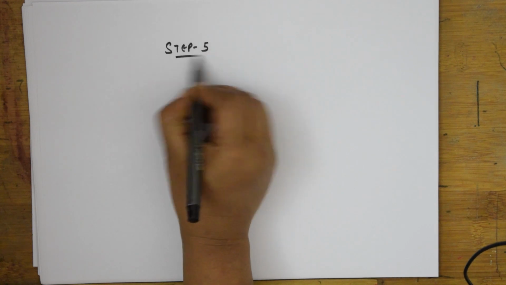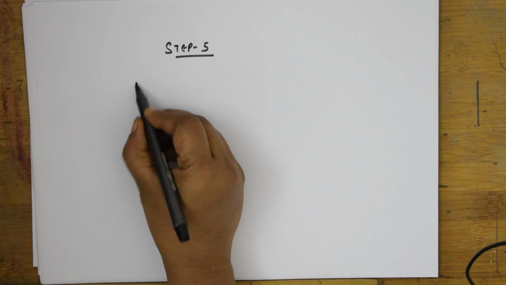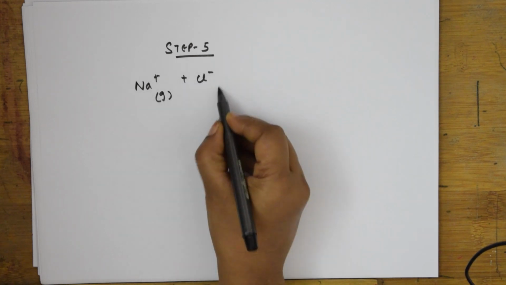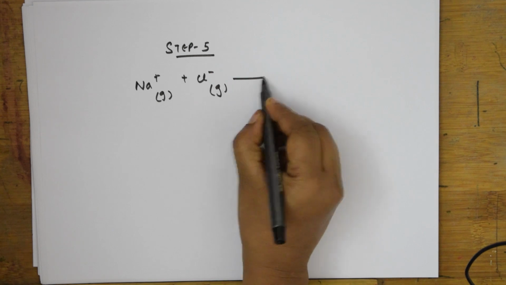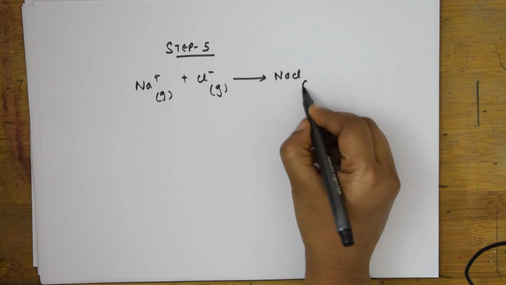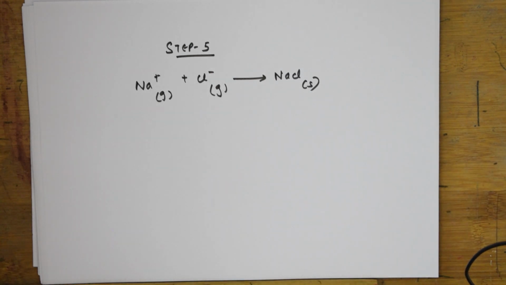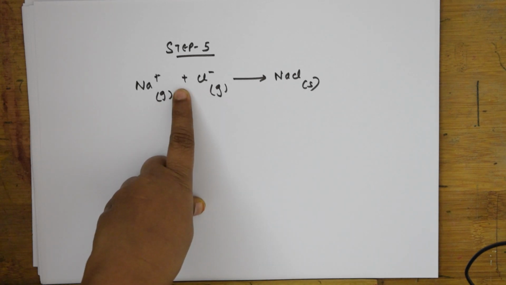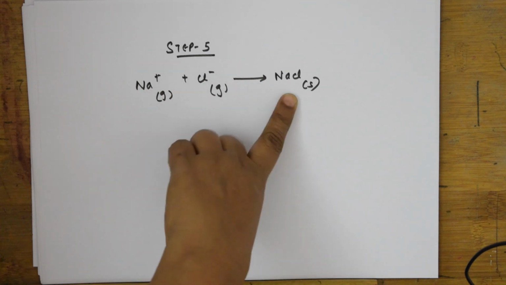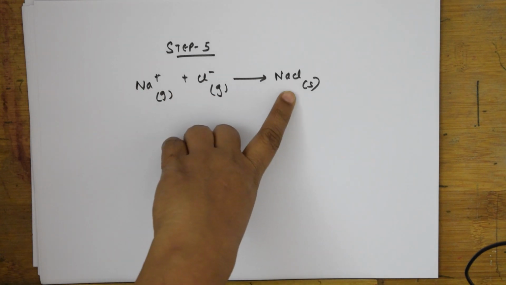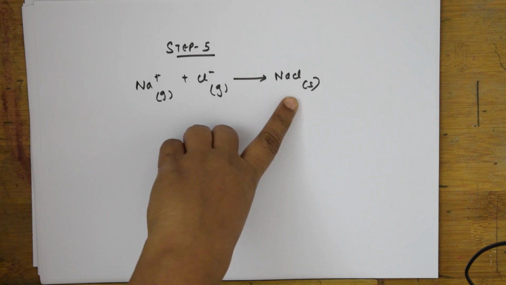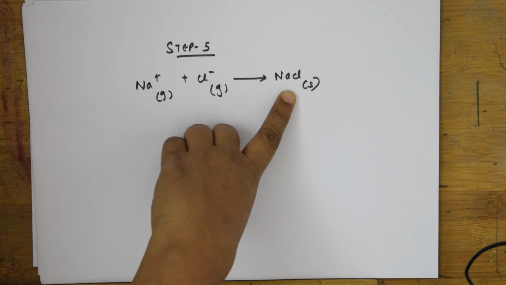In step 5, we have a combination. Here the sodium gaseous ion that has formed is going to combine with chloride ion, and they form the solid crystal lattice of sodium chloride. So sodium gaseous ion as well as chloride gaseous anion, both together form the sodium chloride crystal lattice. Now during this process, what happens? The energy released in this process is the negative of lattice energy. Means here the energy is released.